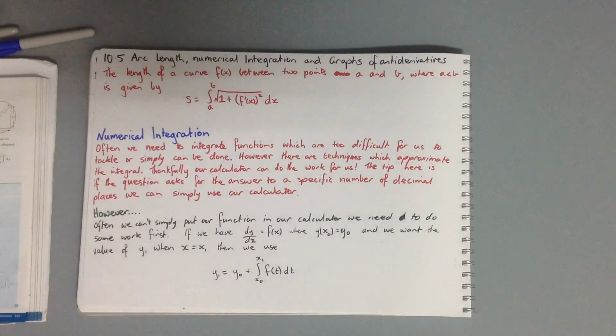Okay, in this tutorial we're looking at section 10.5, which is on arc length, numerical integration and graphs of antiderivatives. The length of a curve f of x between 2 points a and b, where a is less than b, is given by s equals the integral from a to b of the square root of 1 plus the derivative of f of x squared dx. Okay, so it's a nice little equation there that we can use.